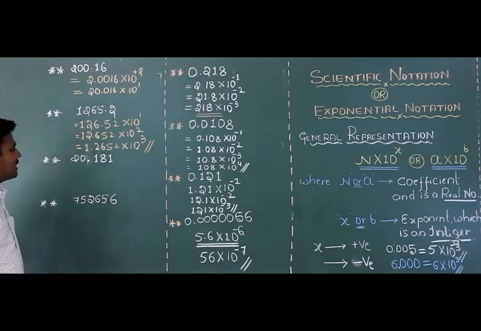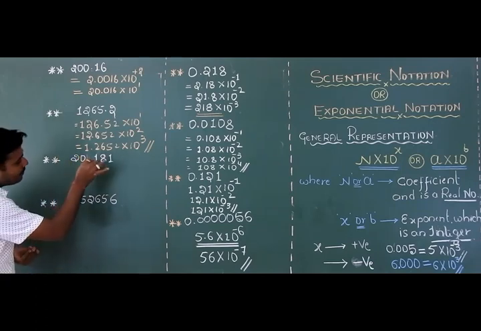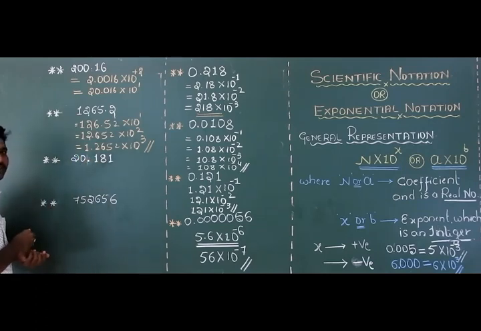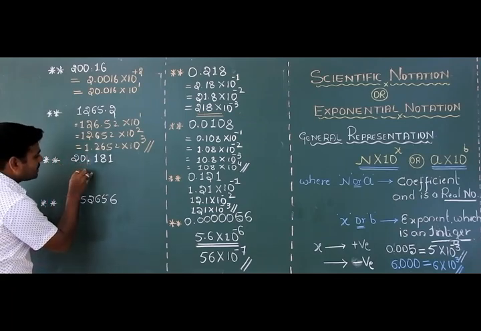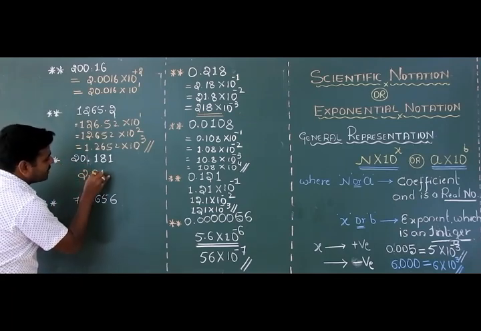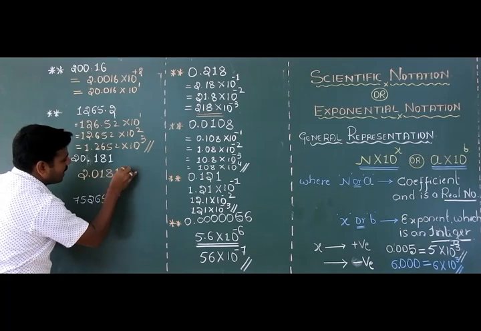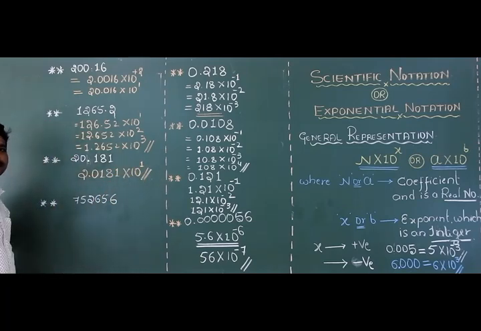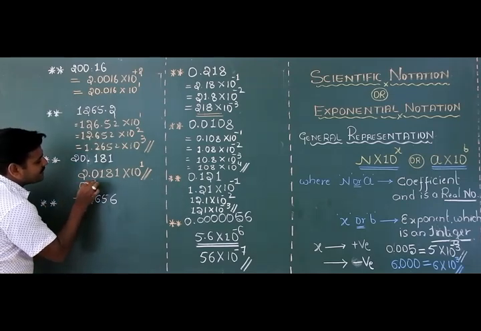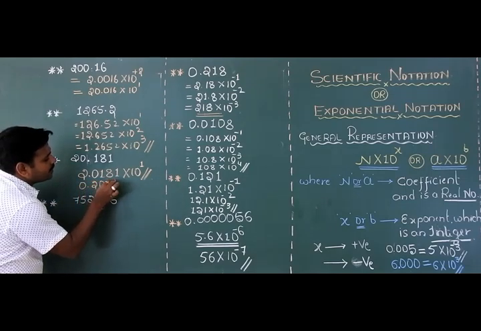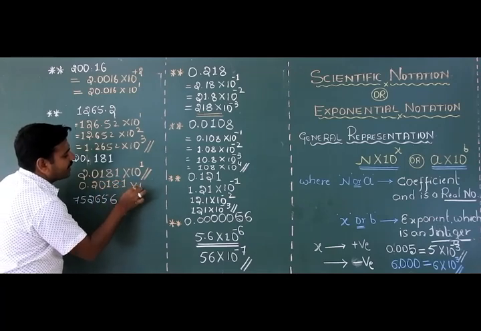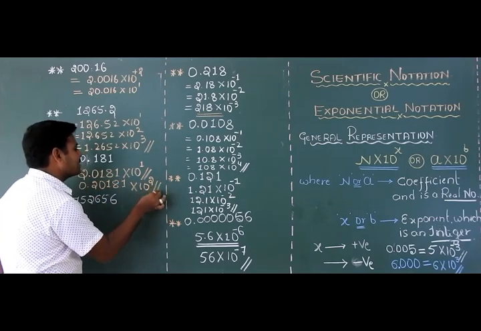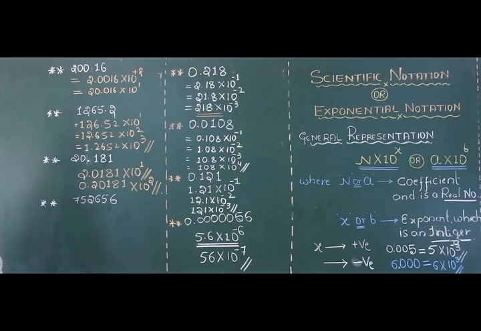So now the third example, 20.181. Let us represent this 20.181 in the scientific notation. So this becomes 2.0181 into 10 to the power of plus 1. This is the scientific notation. Or you can write it in the form of 0.20181 into 10 raised to plus 2. So this is the scientific notation, students.